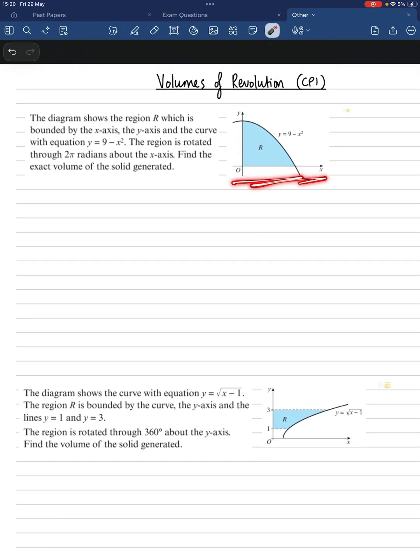So this diagram over here shows the region R, which is bounded by the x-axis, the y-axis, and the curve y is equal to 9 minus x squared. The region is rotated through 2 pi radians about the x-axis. So we are rotating this, like this, and then it's going to be this sort of solid created. Find the exact volume of this solid generated.